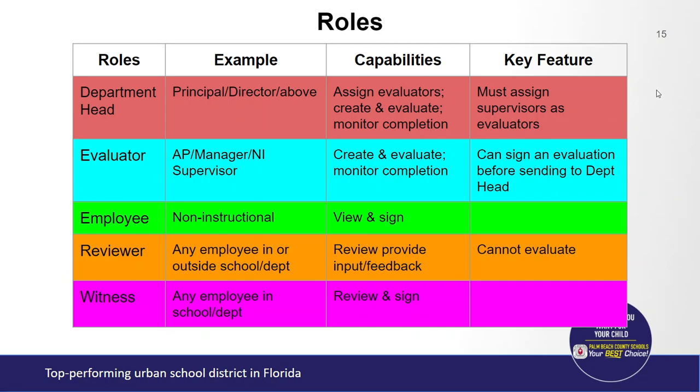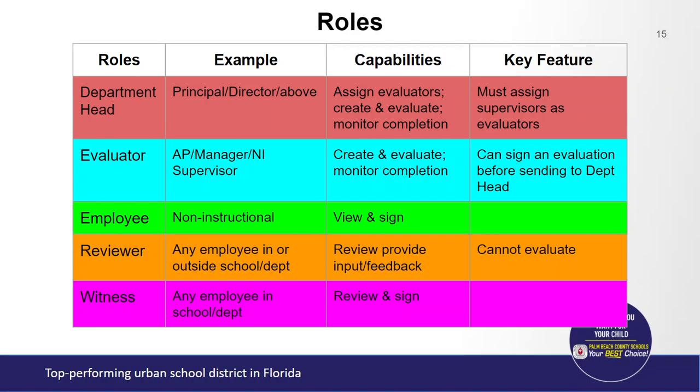Let's look at some of the roles in this evaluation process. First of all, the department head, which is the principal, director, or above, has the ability to assign evaluators, and that is the first thing that they will have to do. They will have to go in and assign you, a supervisor, as an actual evaluator. So that is the key feature that they must do to start off.